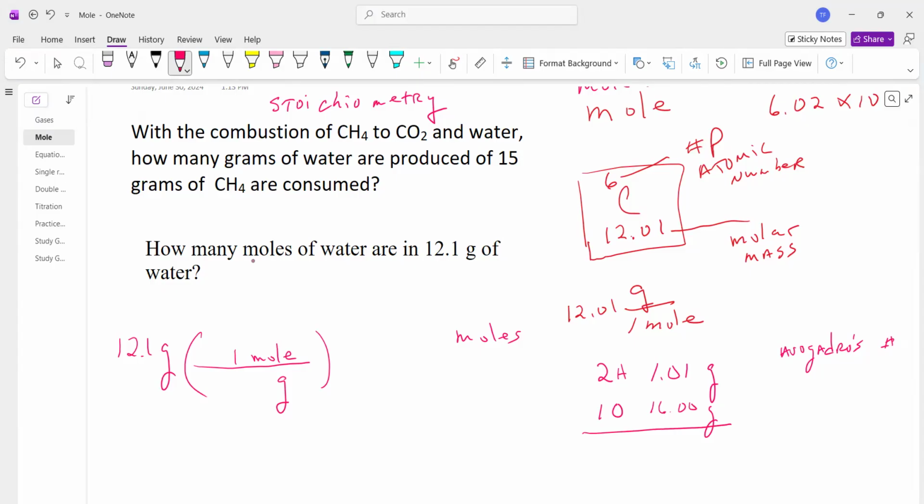So we're going to add this up. 2 times 1.01 is 2.02, plus 16 is 18.02 grams per 1 mole. For water only. Only valid for water. Okay, so that's 18 on the bottom. Oxygen 16. There are 2 hydrogens, each one weighs 1.01 grams. There's 2, exactly.